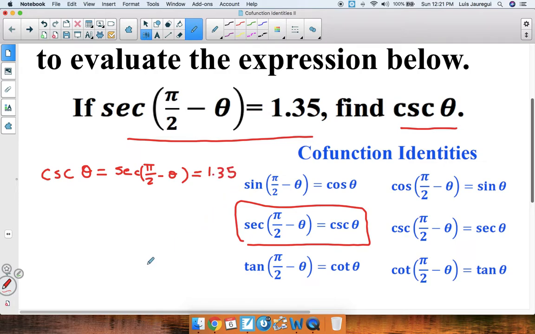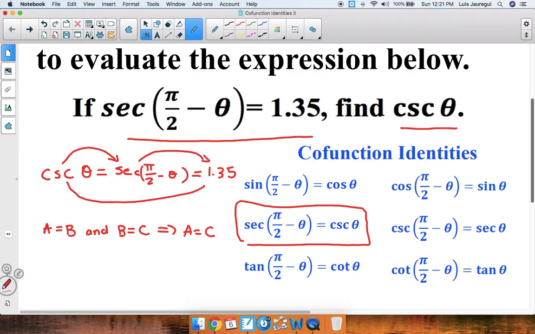After we do the substitution, we're going to make use of the so-called transitive property of equality, which states the following. If A is equal to B and B is equal to C, you can conclude that A must be equal to C. And in this case, we can see that relationship holding true, because cosecant of theta is equal to secant of pi over 2 minus theta, and secant of pi over 2 minus theta is equal to 1.35, we can conclude that cosecant of theta is equal to 1.35. So we're going to write that down as our conclusion. Therefore, cosecant of theta is equal to 1.35.